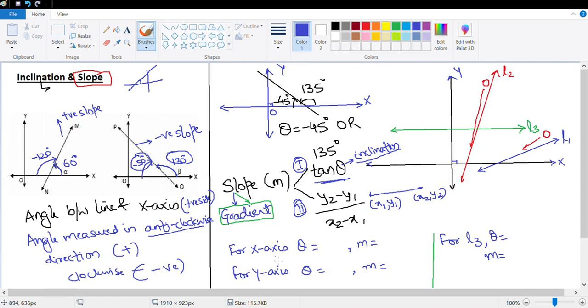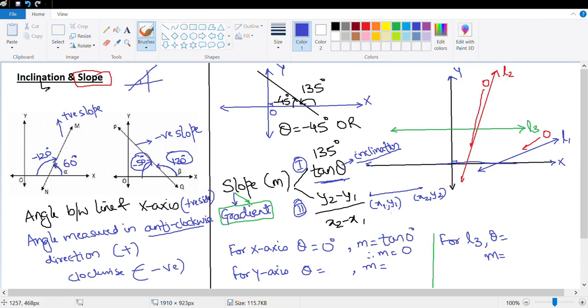So let's look at the last couple of points. For x-axis, what angle does it make with the x-axis? Yes, x-axis makes an angle of 0 degree with the x-axis. So what would be the value of the slope of x-axis? The slope of x-axis will be m is equal to tan 0 degree. Therefore, m will be equal to 0, because tan 0 is equal to 0.